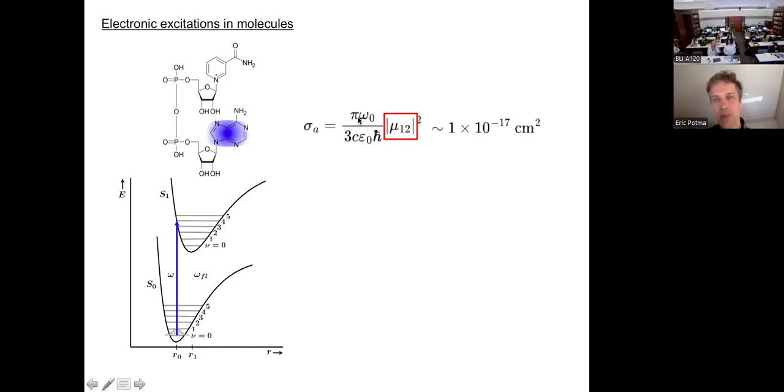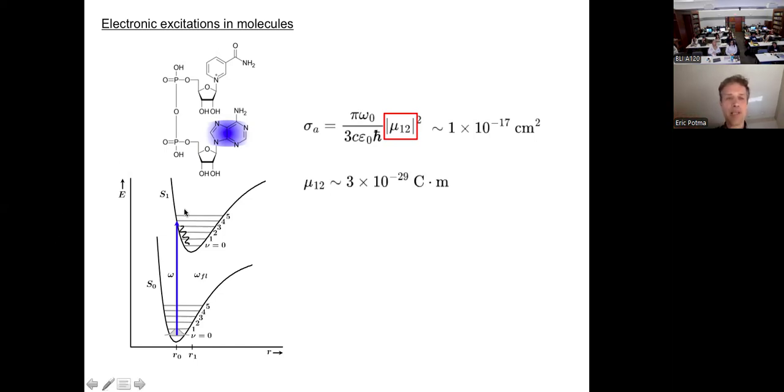So if you know this number, and all these constants are known, I can actually calculate how strong that transition dipole is. And it turns out it's of this order, okay? About 10 to the minus 29 coulomb times meter. Very tiny number, of course, because it's a very small effect. Okay, it's a very small molecule, and this effect is actually small as well.